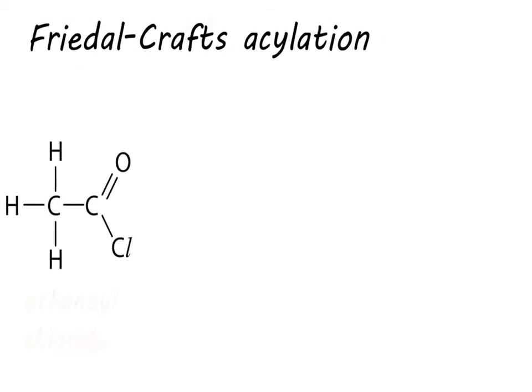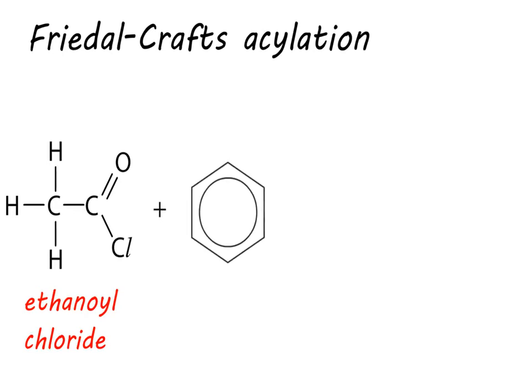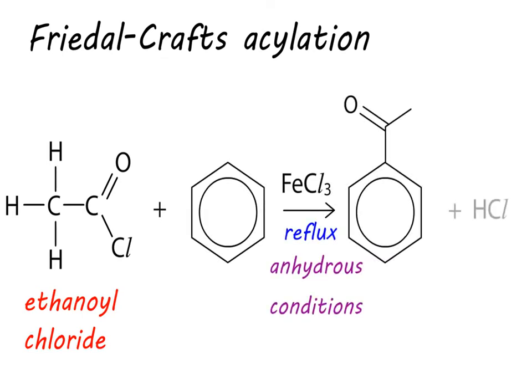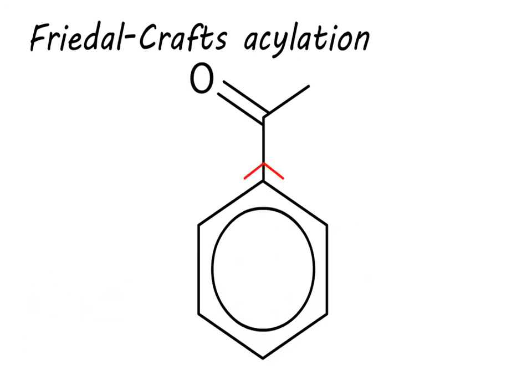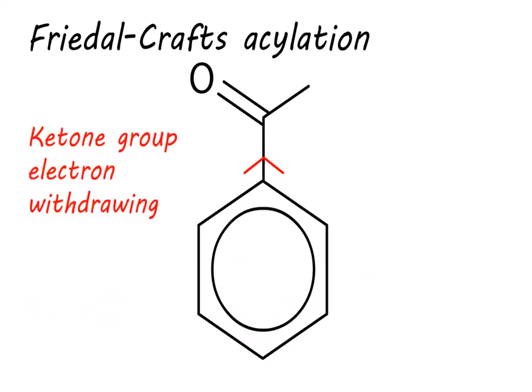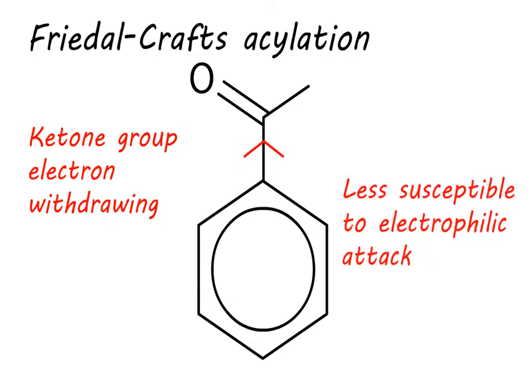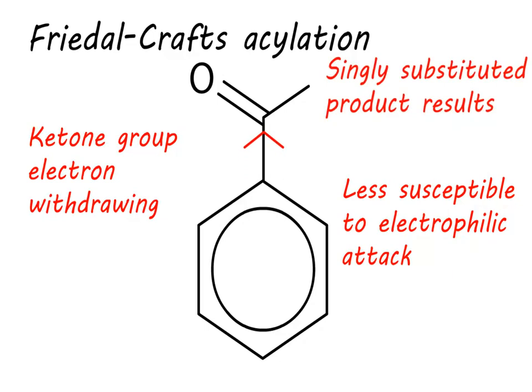Alternatively, an acyl chloride like ethanoyl chloride can be used in Friedel-Crafts reactions in place of the haloalkane. The resulting ketone group on the benzene ring is electron withdrawing rather than electron donating, and will pull negative charge from the benzene ring and make the ring less susceptible to electrophilic attack, and consequently only produce a singly substituted product.